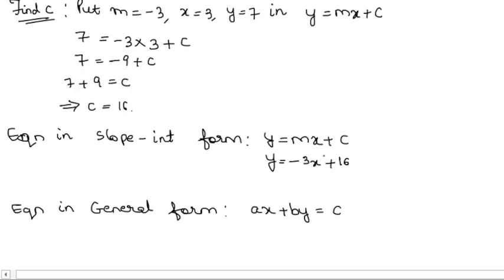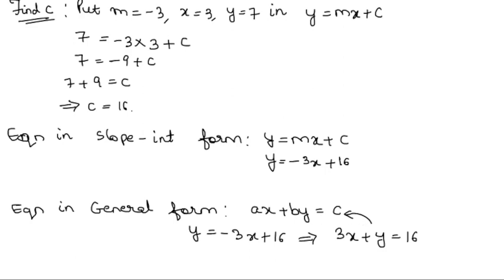So if I want to convert it to general form, I will have to take this term here. I'll start with that equation, y is equal to minus 3x plus 16. For this equation to look like this equation, I'll have to transpose negative 3x to that side, and I eventually get 3x plus y is equal to 16. Now you see these two equations look alike, they resemble. So this is how we find equations of a straight line in these two different forms.